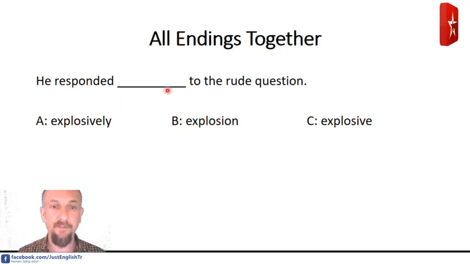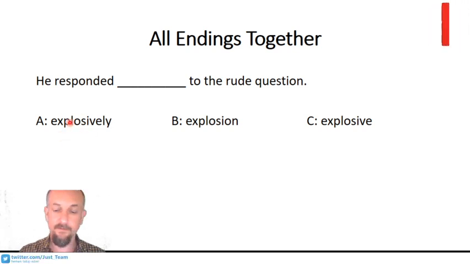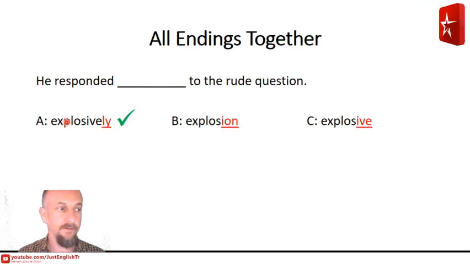So he responded something to the rude question. We have A, explosively. We have B, explosion. And we have C, explosive. I think, Pelin, are you saying B for this one? Okay, we got A for Miss Gulcan. Why is that, Miss Gulcan? For what reason? For what purpose? Very good, Onur.